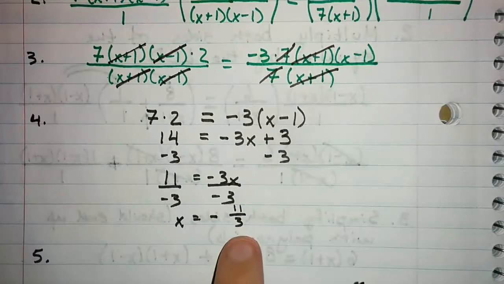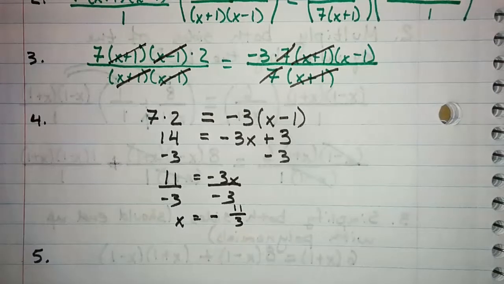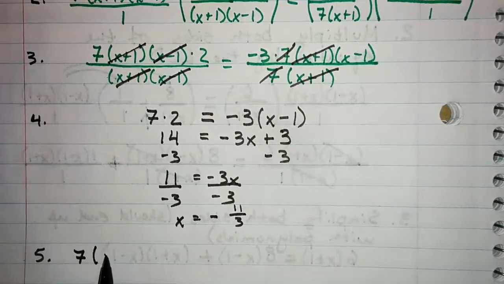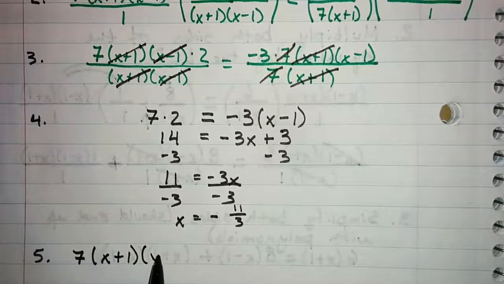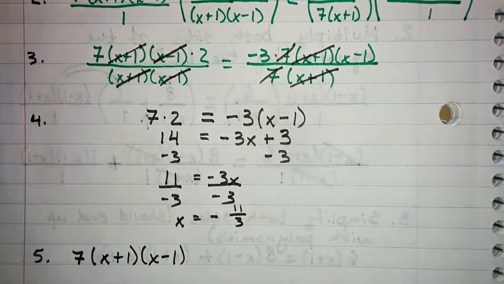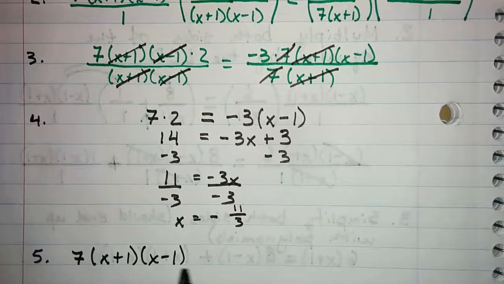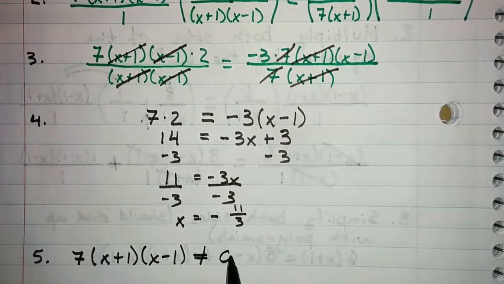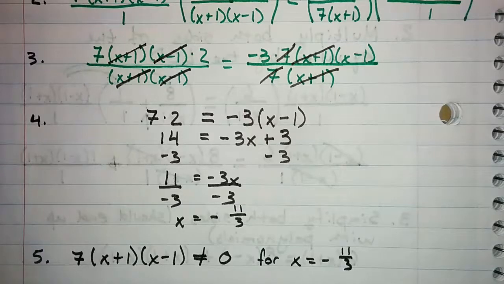Before I say that this is actually the solution, I need to notice that 7, x plus 1, x minus 1, well, 7 is never 0. Negative 11 thirds plus 1 is not 0. Negative 11 thirds minus 1 is not 0. So I did not multiply by 0.